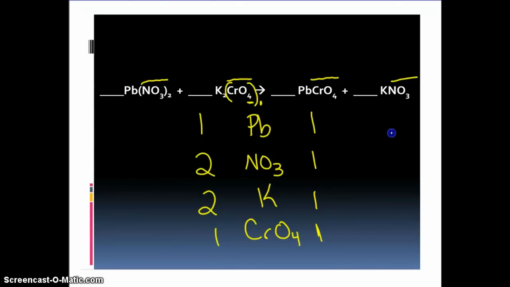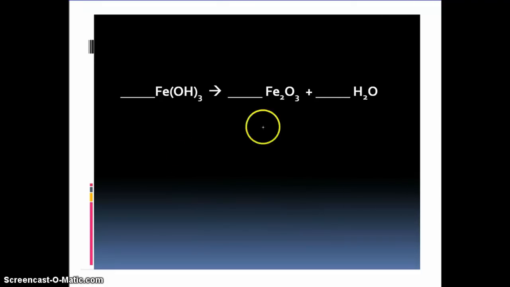Okay, again. Alright, now you have 2 NO3s and 2 Ks on this side. So put 2 right there. That'll take care of all your problems. See, that one was actually relatively simple. It looks scary though.